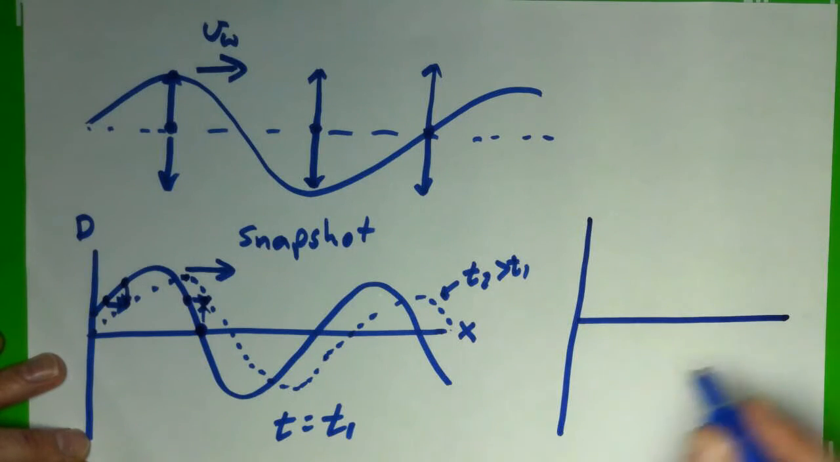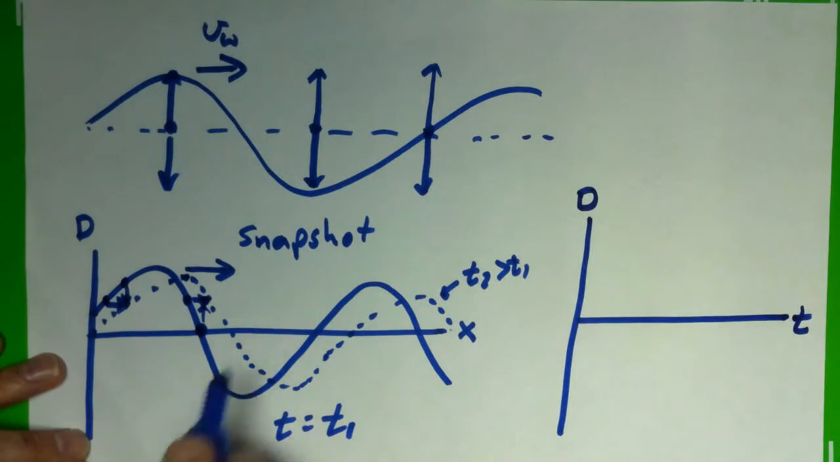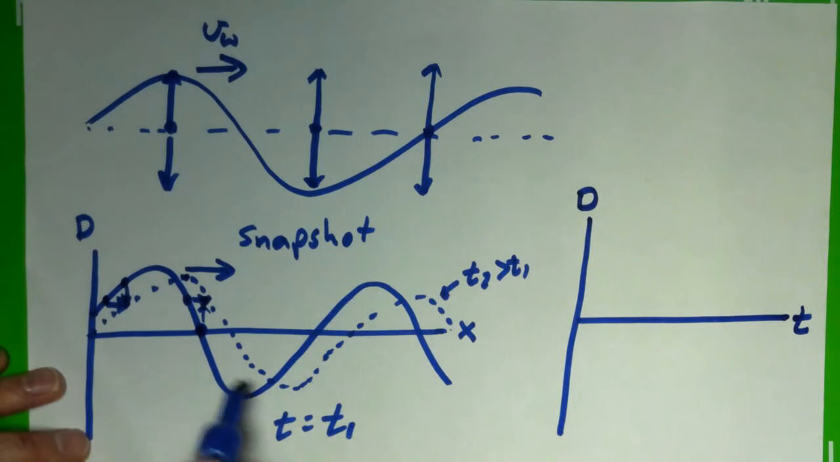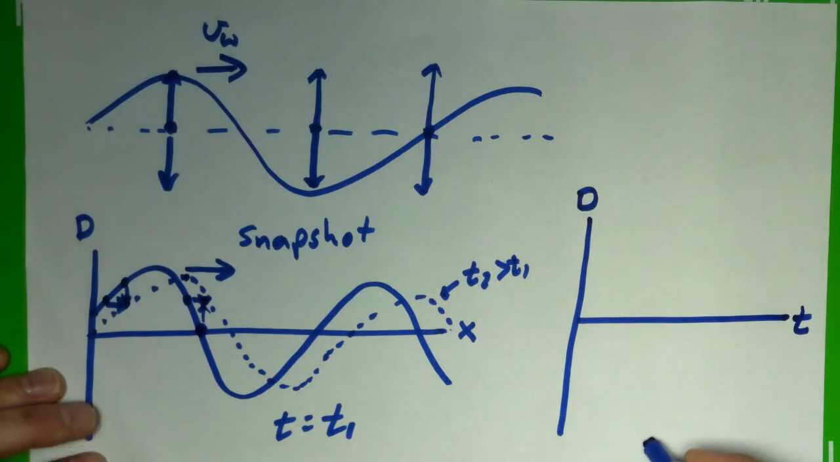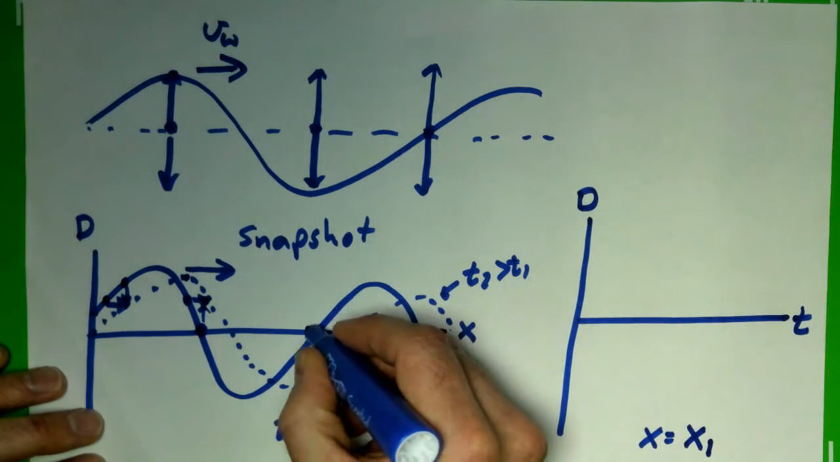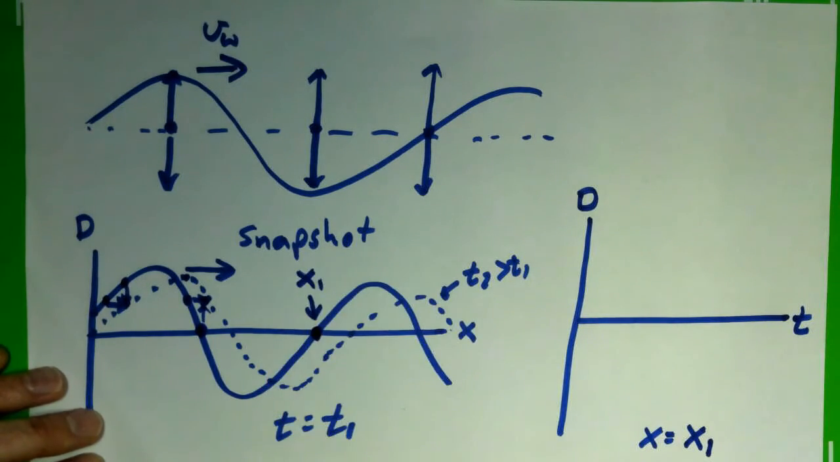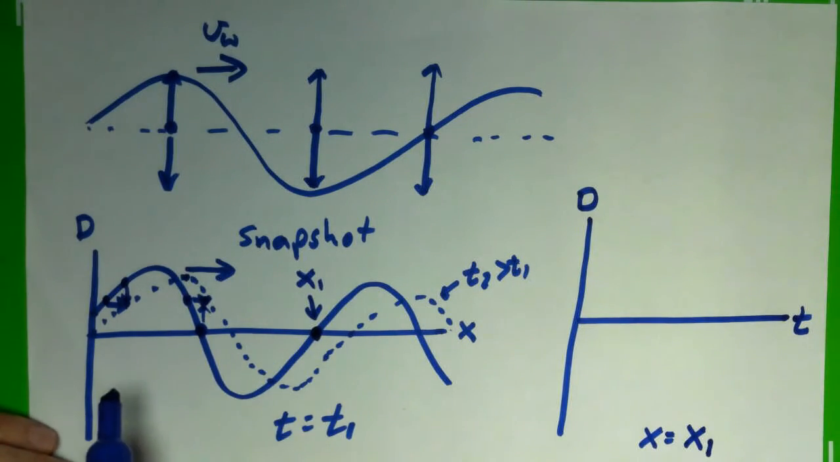A history graph is a function of time. We still plot the displacement, but now we're looking at not a single point in time, but a single point on the string or on the wave. So we have x equals some specific position. Let's talk about this position right here. Let's call that x1, for this wave. So we have x equals x1, and we know that this wave is moving to the right.